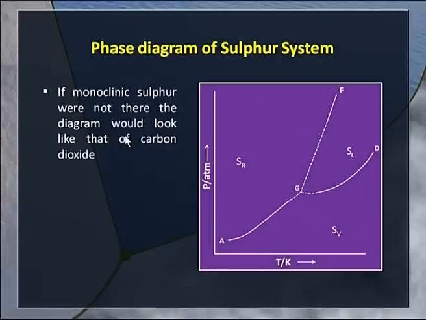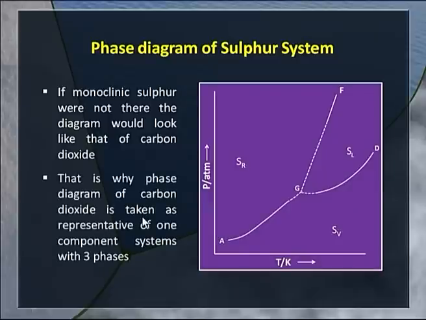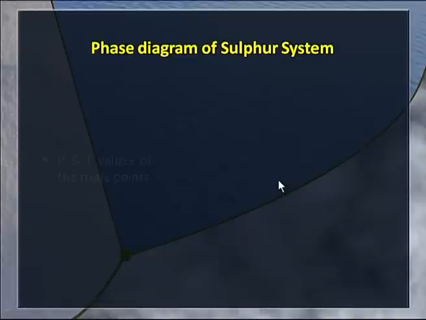If monoclinic sulfur were not there, because we said that we are directly converting rhombic into liquid, that means there is no intervening monoclinic sulfur. How will the phase diagram look like? This looks like exactly the phase diagram of carbon dioxide. That is the reason why the carbon dioxide phase diagram is taken as a representative of one component system phase diagrams. Again, as I told you, let me remind, water is an exception where it differs from the carbon dioxide phase diagram.